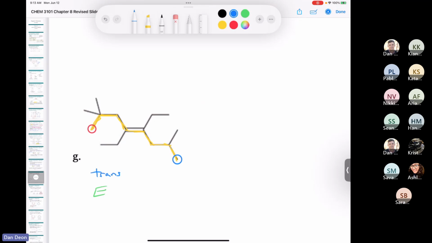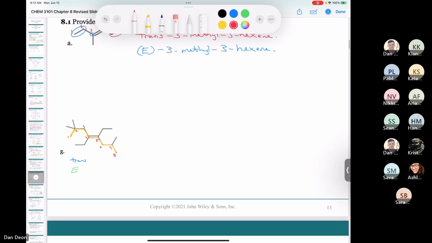Yes, from where the red one is, right? Because then you'd have 2, 2 instead of just a 2. Yep, good. So let me just erase that. And we'll number here. We've got 1, 2, 3, 4, 5, 6, 7, 8. So this is a 4-octene. So you could scribble that down if you wanted to.